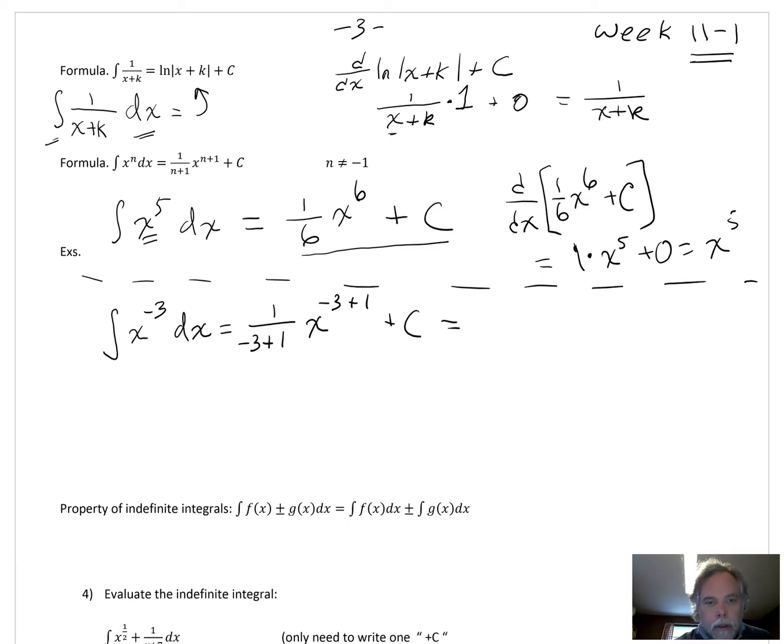Negative 3 plus 1 is negative 2. So 1 over negative 2, x to the negative 2. When you increase a negative number by 1, and this formula is to add 1, it gets closer to 0. Negative 3 plus 1 is negative 2, not negative 4. And I fully realize you all know that, but sometimes when you're doing so many that are positive, where 5 becomes 6, 3 becomes 4, and so forth, negative 3, when you add 1, becomes negative 2.